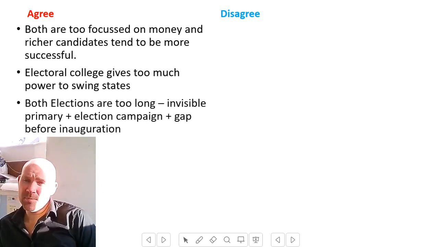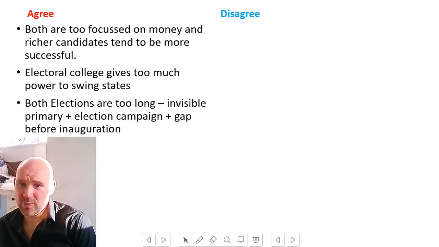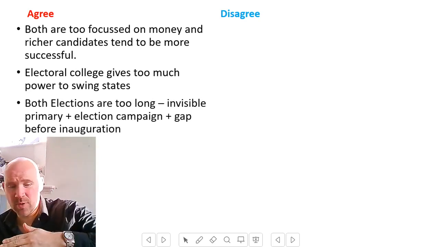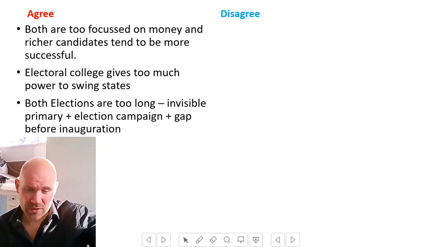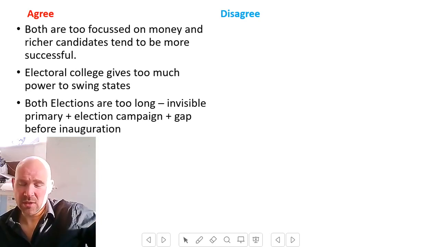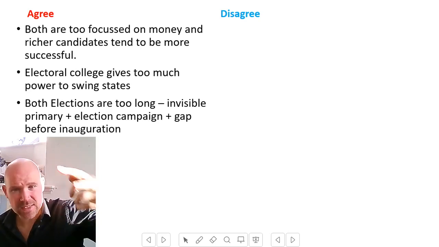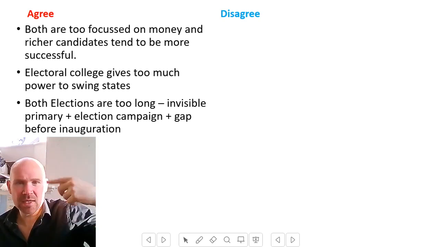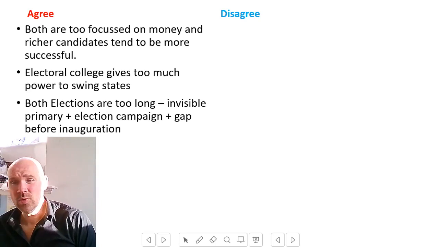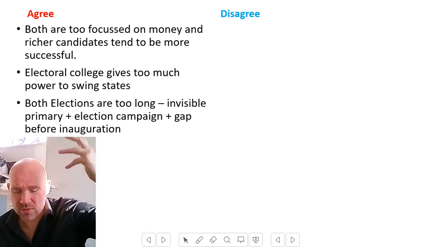You could make the argument that both elections, both congressional and presidential, are too long. If you look at the presidential ones, you've got the invisible primary, then you've got the real primary, then you've got the general election campaign, and then even after the election, you've still got another gap before you get to inauguration. Going back to the House of Representatives, there's an election every 2 years, so they're constantly in a state of trying to be re-elected. You could make an argument the other way. Maybe the Senate terms are too big. Maybe 6 years is too long and 2 years is too short.